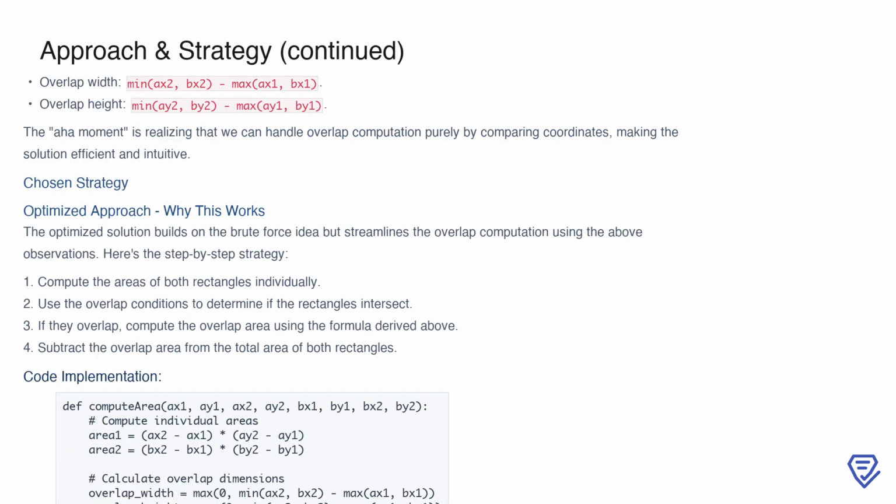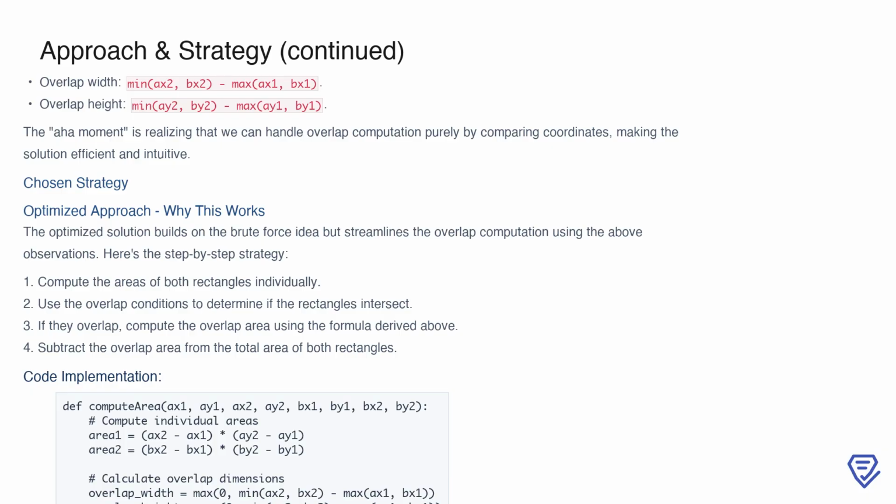When there is an overlap, the dimensions of the overlapping rectangle can be determined using the coordinate comparisons. Specifically, the overlap width is the difference between the smaller of the two right edges and the larger of the two left edges, while the overlap height is the difference between the smaller of the two top edges and the larger of the two bottom edges. If either of these dimensions is negative, it means there's no actual overlap, and we treat the overlap area as zero. The realization that overlap computation can be handled purely through coordinate comparisons is the breakthrough that makes the solution efficient. Building on this insight, we can streamline the brute force approach into a more optimized strategy.